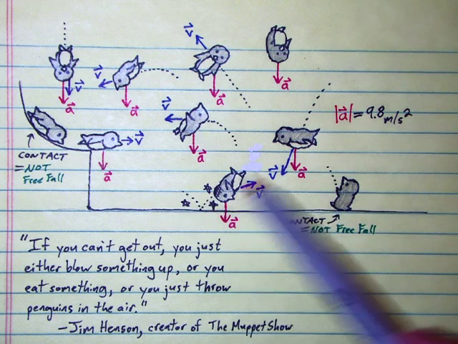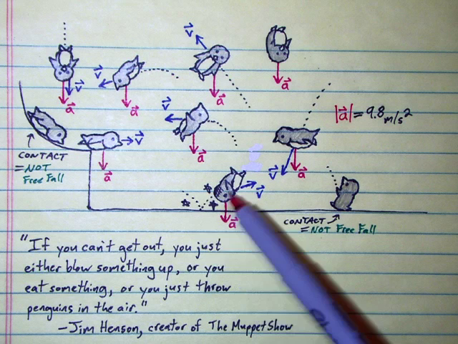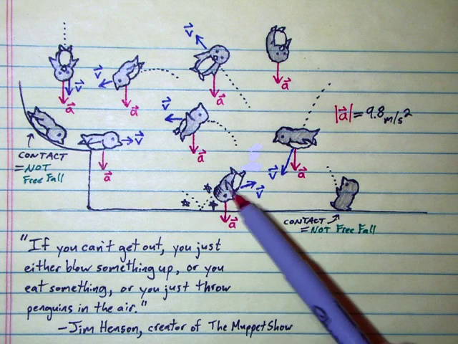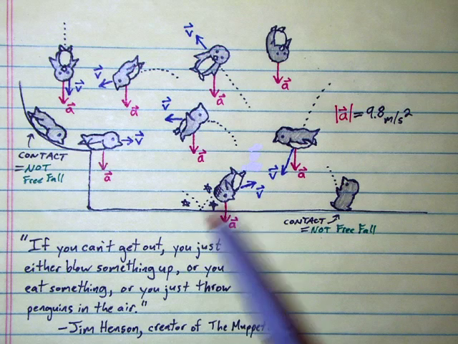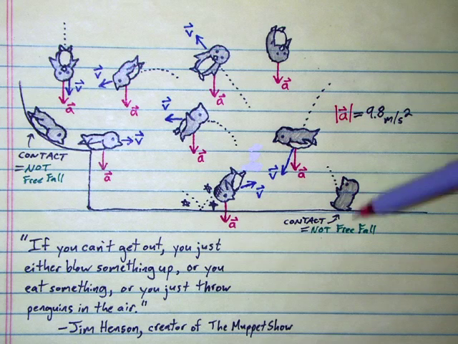This penguin bounced off the ground. For a moment here, while he was in contact with the ground, he was not in free fall. But now he's up in the air, he's in free fall again. So it's free fall before and after, but not during the time he was touching the ground. This one is also in contact with the ground at the moment, therefore he's not in free fall at this moment.